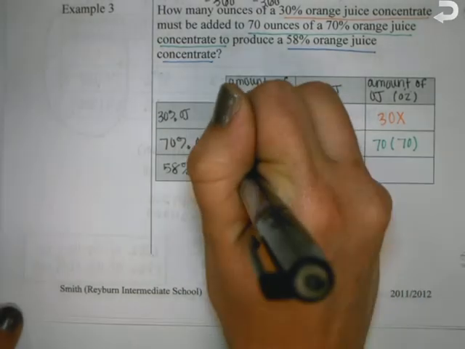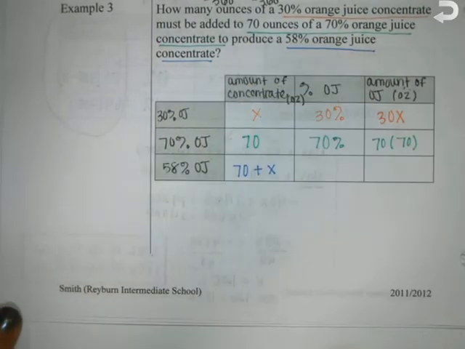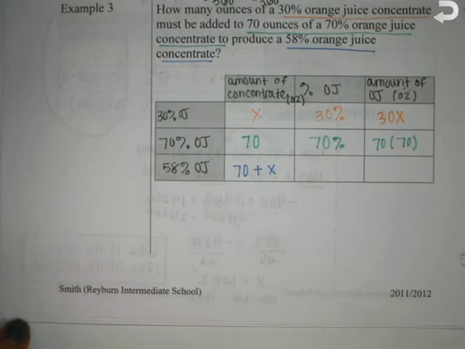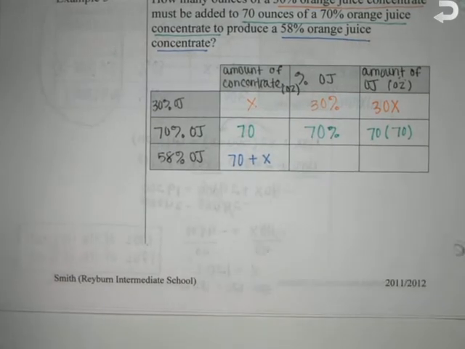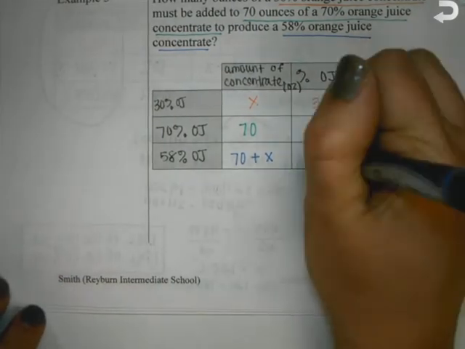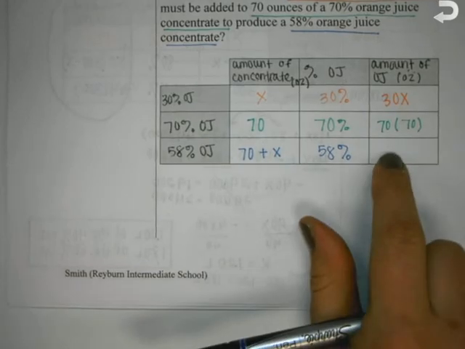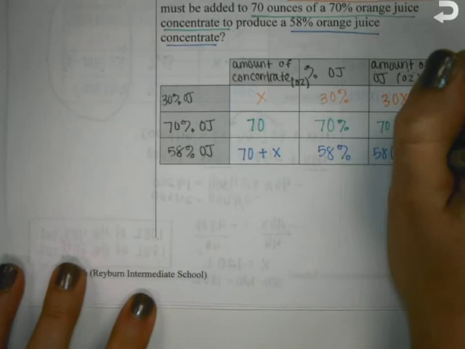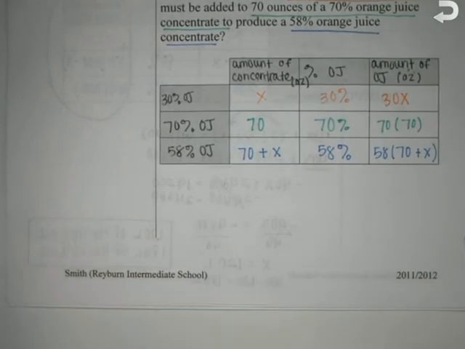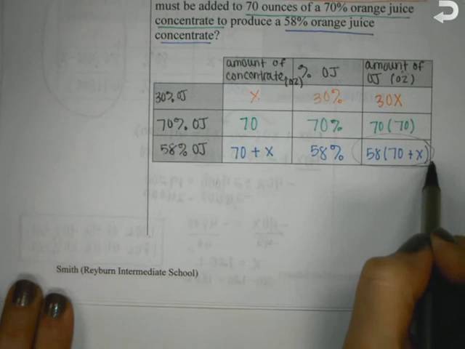Make sense? Yeah. No. Okay. What percentage of orange juice is in that end mixture? 58. So how much orange juice will be in that mixture? 58 times 70 plus X. So, even though there's actually a variable in this last column, we're still going to do the exact same thing. Column 1 or row 1 plus row 2 equals row 3. So I'm actually going to have variables on two sides this time.